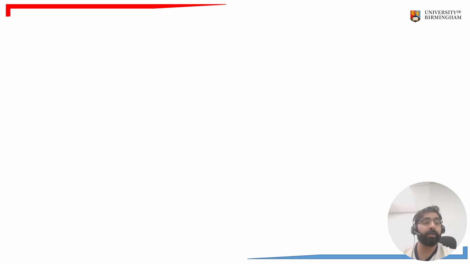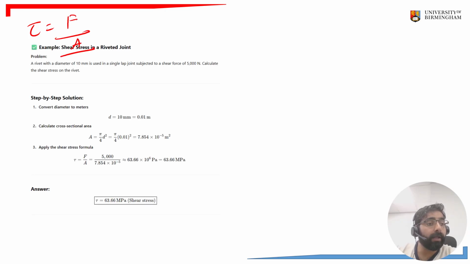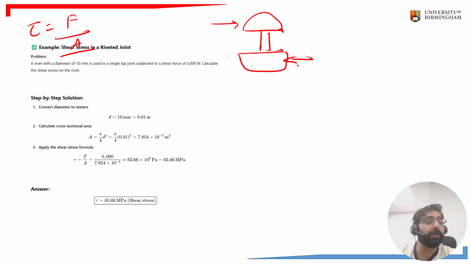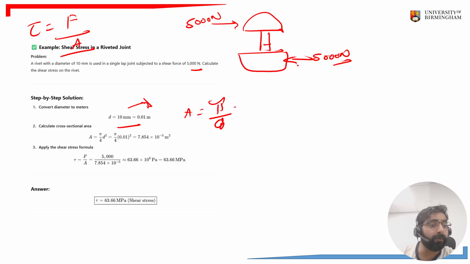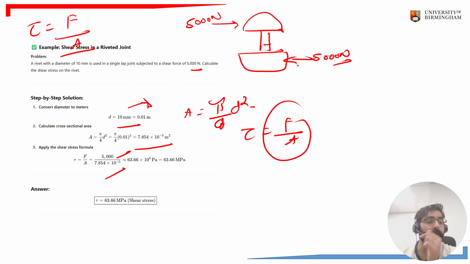Now the shear stress, it is given by tau equal to force per unit area. So if there is a rivet joint, and the forces are acting on the edges of the body, of 5000 newtons, and the diameter is 10 mm. Firstly we convert the mm into meters, and after that the area is equal to pi by 4 d square. So we calculate the area. Now tau is equal to force per unit area. We got force, we got area, so the shear stress is equal to 63.66 megapascals.